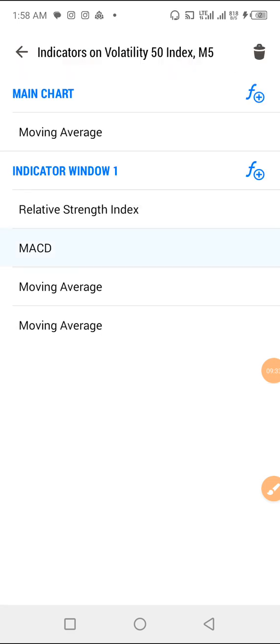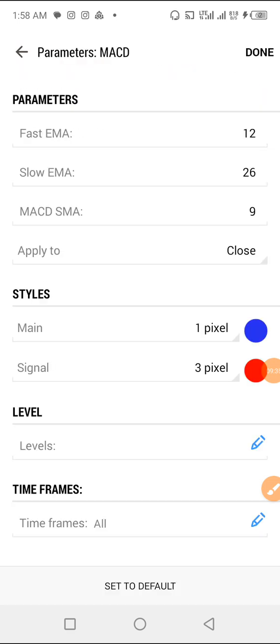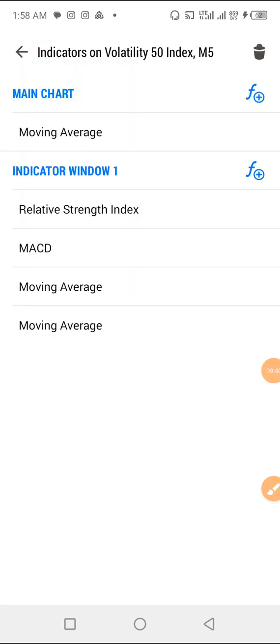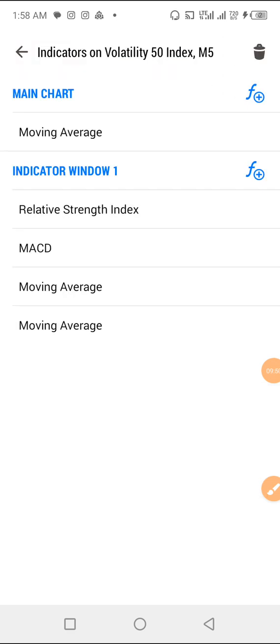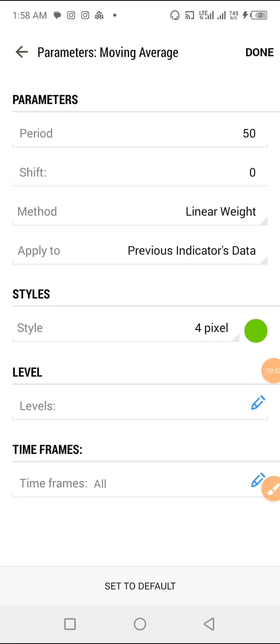Then we move to MACD. Leave your MACD on default settings, don't change anything. Then for the moving average, we use moving average 2, previous data, exponential, then the second moving average, period 50, which shows trend. It helps to show trend in your window. So when price crosses above it, it is indicating a serious push up.